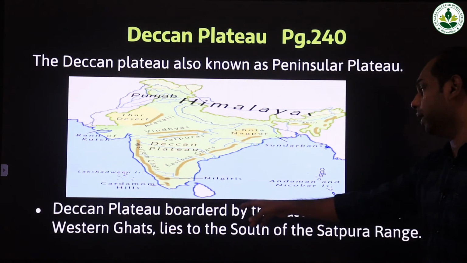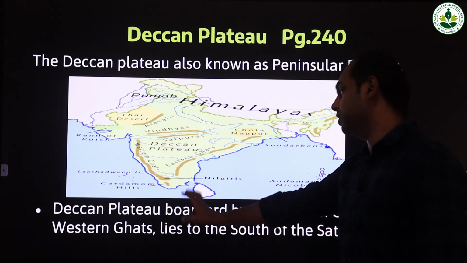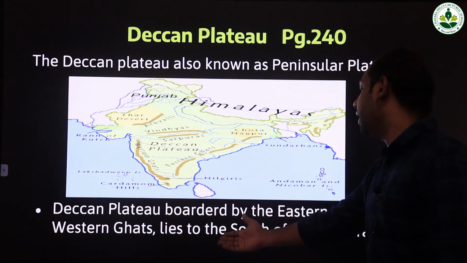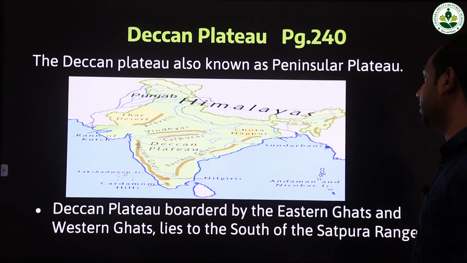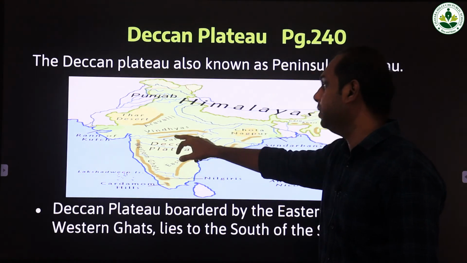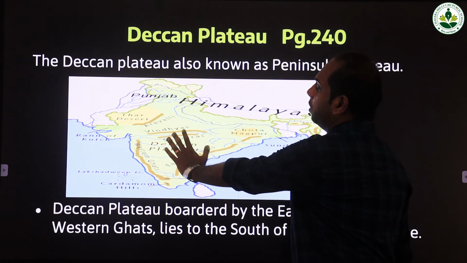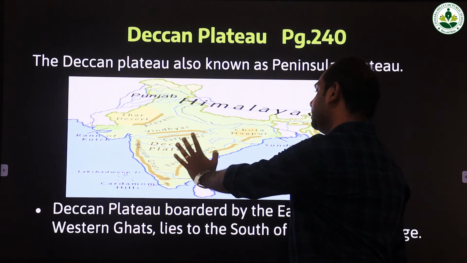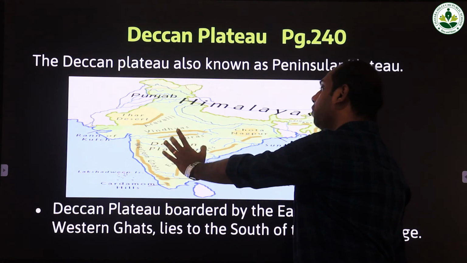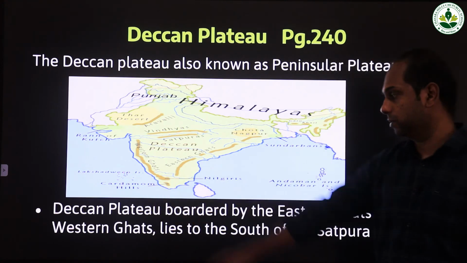The Deccan Plateau is bordered by the Eastern Ghats and Western Ghats. We had a very detailed study about the Western Ghats and Eastern Ghats in the last class. This lies to the south of the Satpura range. The Deccan Plateau is also located to the south of the Vindhya Satpura ranges. As you see here, this is the location of the Vindhya Satpura ranges, and the Deccan Plateau is located in the south of these mountain ranges.